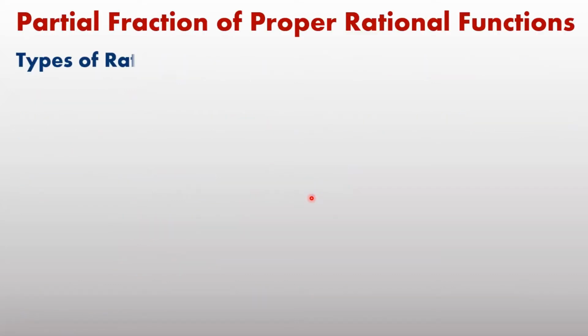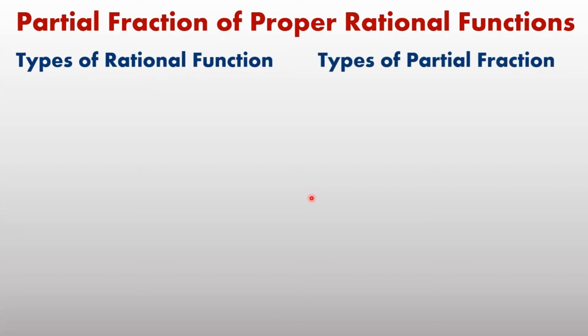Now, different types of rational functions and types of partial fractions we are going to discuss here. If f(x) upon (x minus a)(x minus b), this example I am taking for a proper rational function, meaning the degree of f(x) should be less than the degree of the denominator, then we can write the partial fraction as A upon (x minus a) plus B upon (x minus b). After that, by equating these two, you have to find the values of A and B.